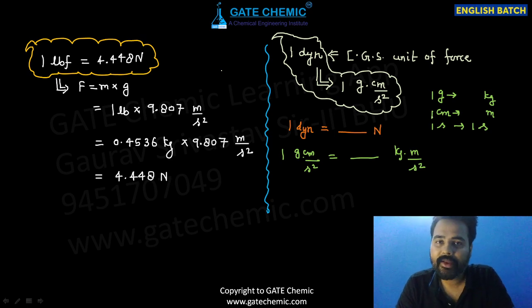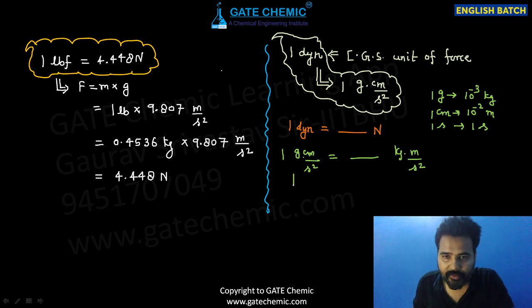1000 gram equals 1 kg. So 1 gram equals 1 by 1000, that means 10 to the power minus 3 kg. 100 centimeter equals 1 meter. So 1 centimeter equals 1 by 100 meter, that means 10 to the power minus 2.